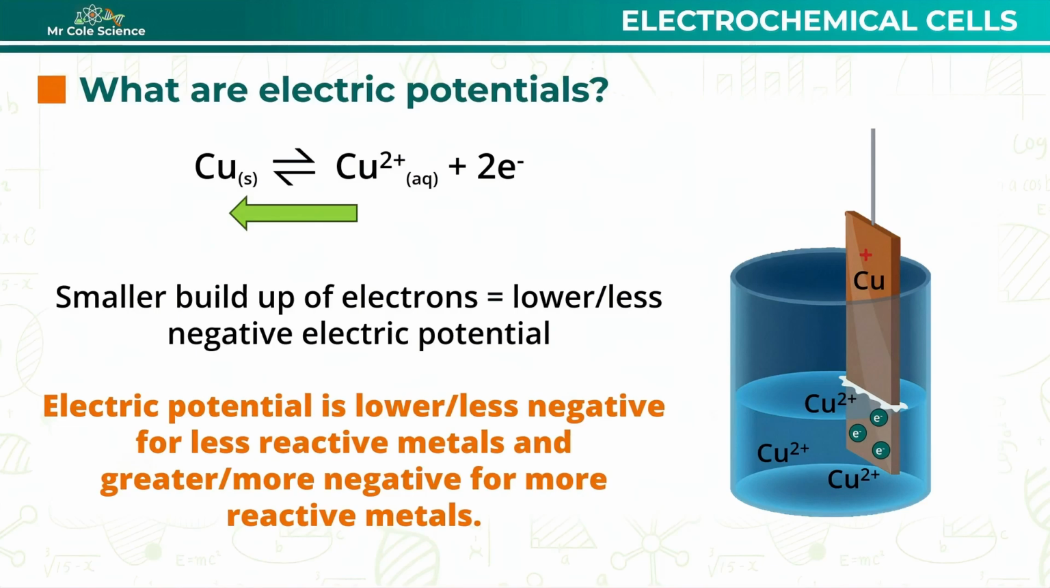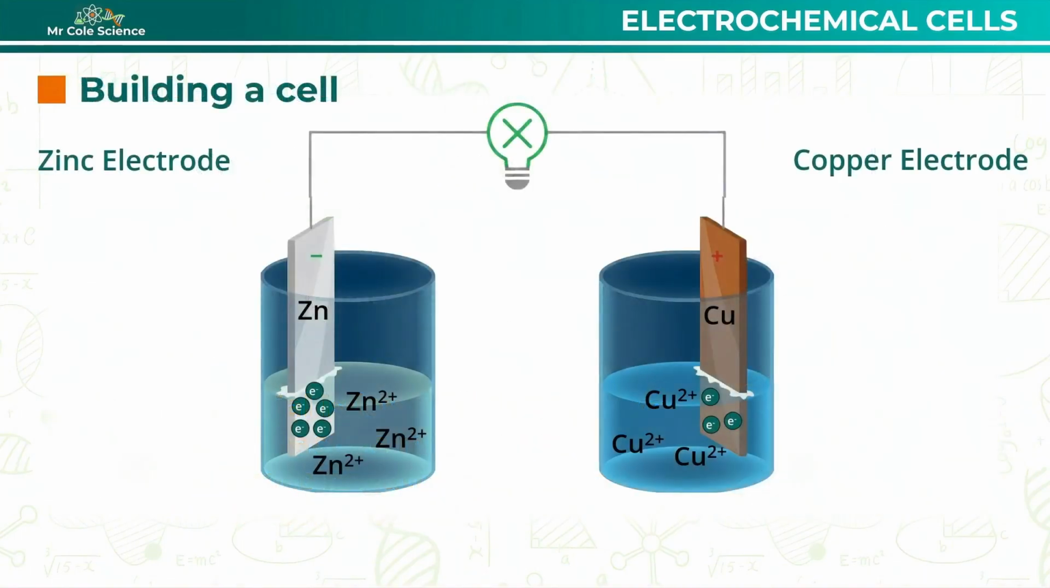For us to fully understand how these reactions in each half cell are going to cause our flow of electrons, we need to look at piecing them together to build a full cell. So here I have my 2 half cells, my zinc half cell and my copper half cell, combined together by an external circuit flowing through a light bulb. So what happens when we connect these two half cells together?